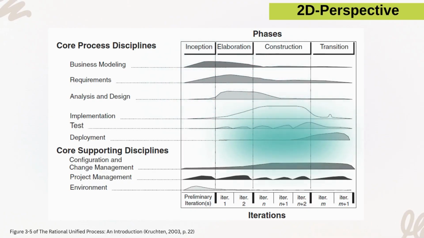In the two-dimensional perspective, on the horizontal axis we have time, represented by the four main phases of the process. On the vertical axis, we have the nine core disciplines. All disciplines are represented through every phase, but each phase emphasizes different activities. This shows how RUP connects the progression of phases over time with the organization of work by discipline, making it a comprehensive and flexible framework for managing complex software projects.